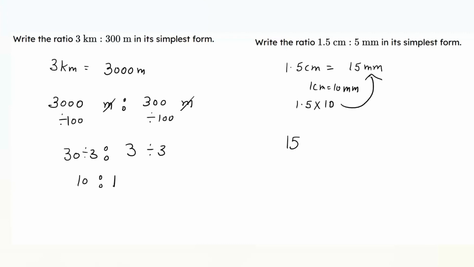Now, in place of 1.5 centimeter, I will write 15 millimeter ratio 5 millimeter. Now the units are the same, we can cancel them. Both the numbers are divisible by 5, so I can divide them by 5. Once we divide it, we'll get 3 ratio 1.